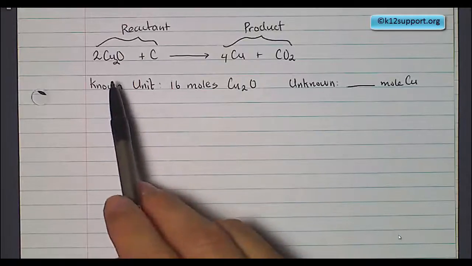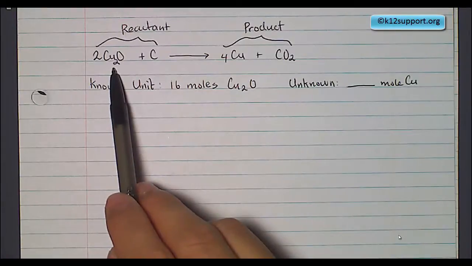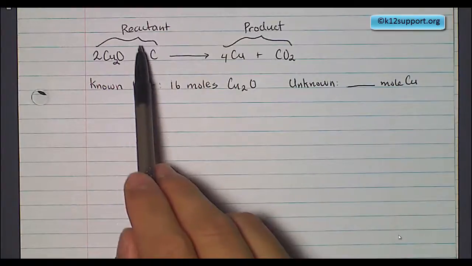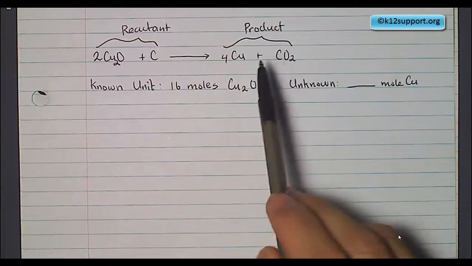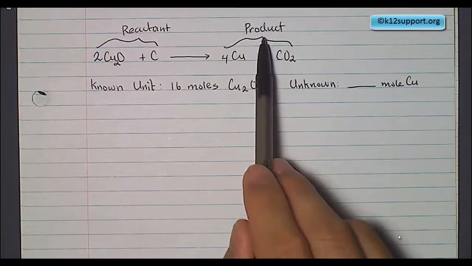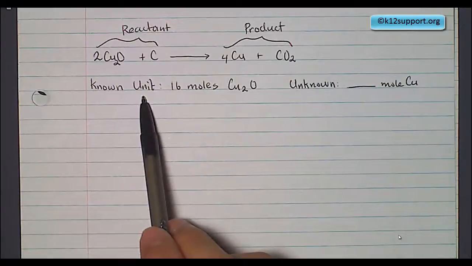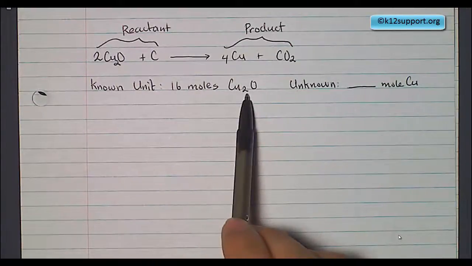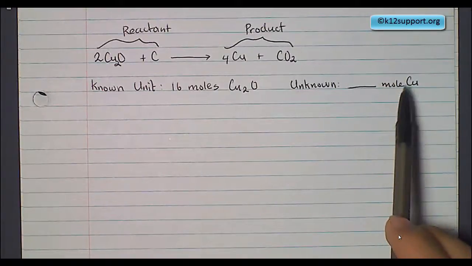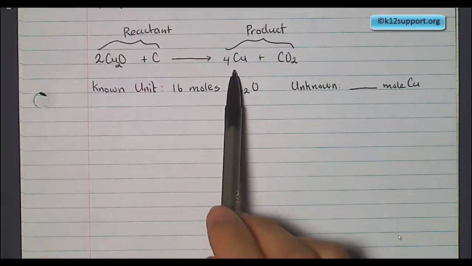You have a balanced chemical reaction starting with 2 moles of copper oxide and 1 mole of carbon. That would be your reactants on the left side to produce 4 moles of copper and 1 mole of carbon dioxide, which are your products. Your known unit is 16 moles of copper oxide, and you want to look for moles of copper. Again, you are converting from moles of copper oxide to moles of copper.